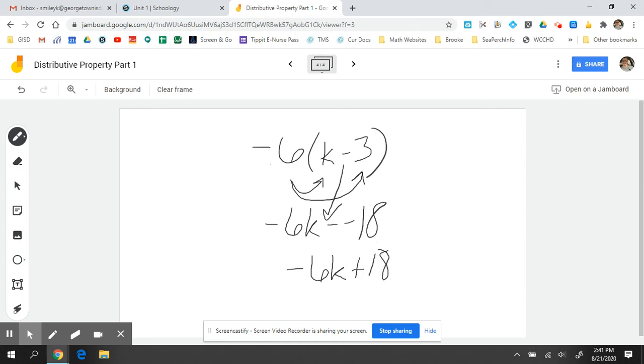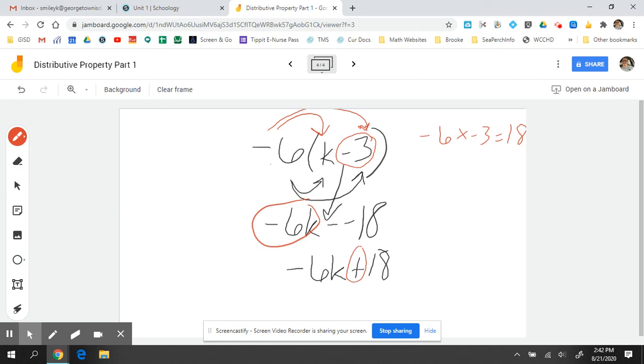Now, if you want to start the problem again and read it a little differently, let me use my different color pen. I have negative 6 times k, which we would still get this part. And you can say it like these two belong together. So negative 6 times negative 3. And a negative 6 times negative 3 gives you a positive 18. And looky here, we get a plus sign. So it's a different way you can look at it.